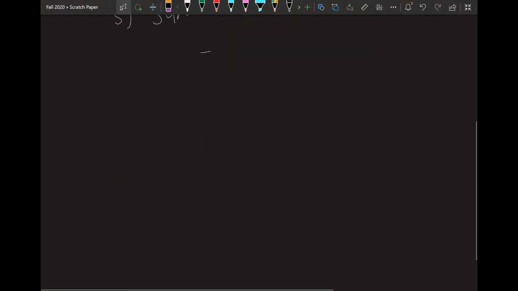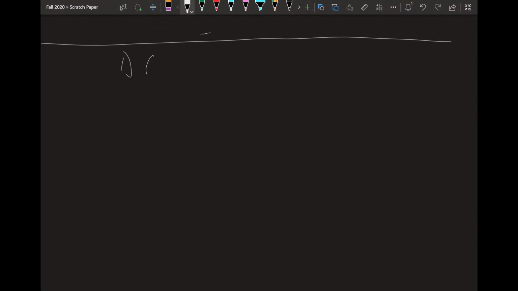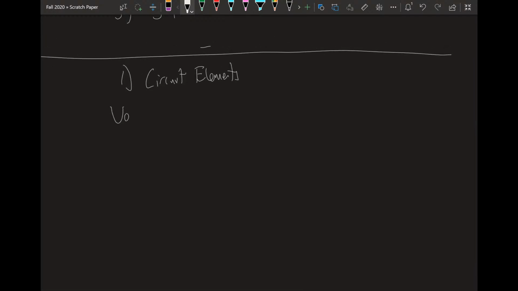So let's start off with just a review over basic circuit elements. So what makes up our circuits as an introduction? Basic stuff. What are we interested in? We're interested in voltage. We're interested in current. We're interested in power, measured in watts.